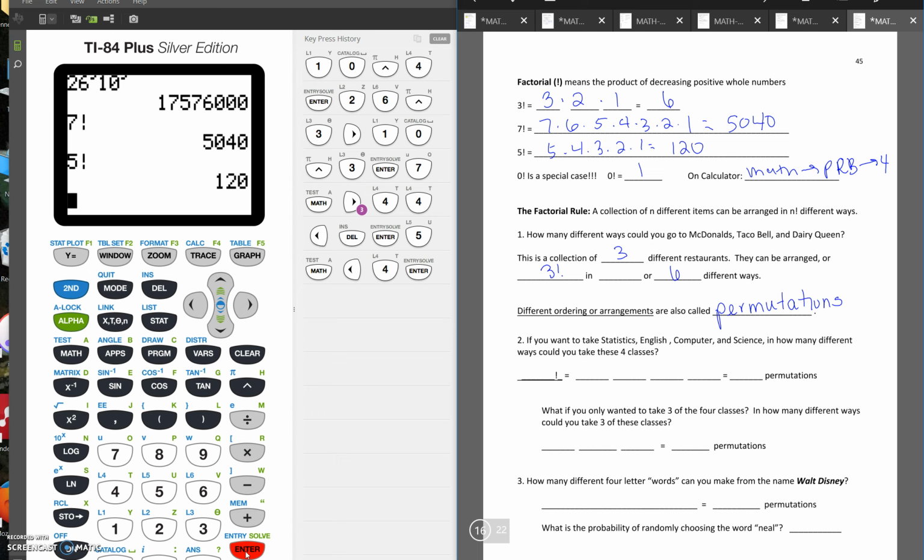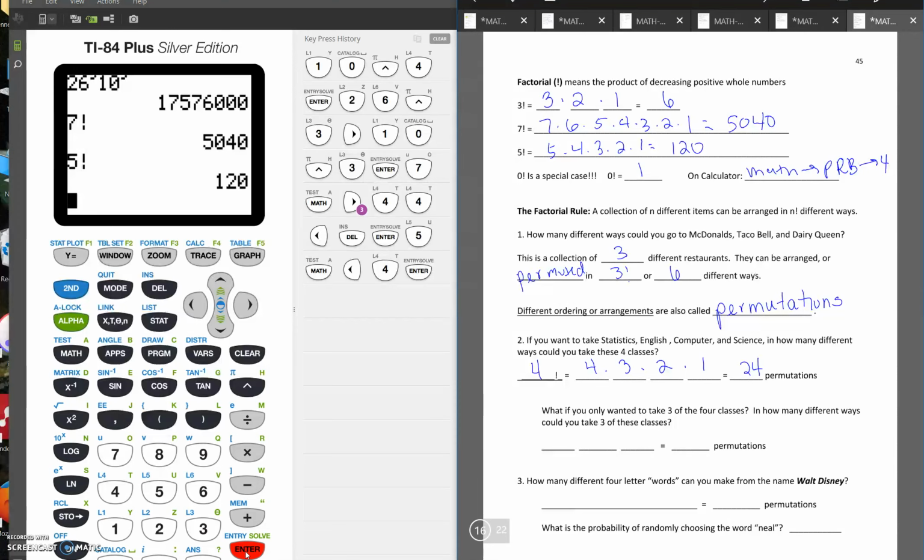Oh, so what they wanted in these blanks. So we could say arranged, or this word permuted, in 3 factorial or 6 different ways. So if you want to take a statistics, English, computer, and science class, how many different ways could you take these 4 classes? So that would be 4 factorial, 4 times 3 times 2 times 1. Which, if you work that out, is 24 different permutations.